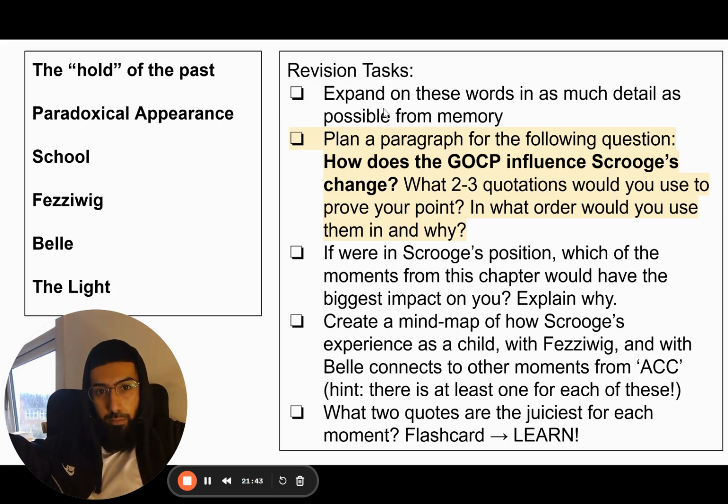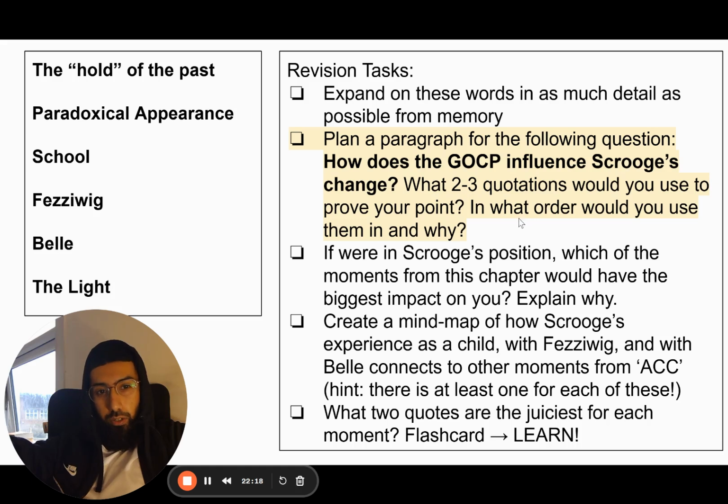So write these words down. This could be your first task. And then annotate each of them with everything you remember. Quotations, key ideas, messages, everything you remember about each of these moments. The second thing, and I've highlighted this because I think this is probably closer to your exam, this is going to be the most useful thing to do. Plan a paragraph for a question like this: how does the ghost of Christmas Past influence Scrooge's change? What 2 to 3 quotations would you use to prove your point?